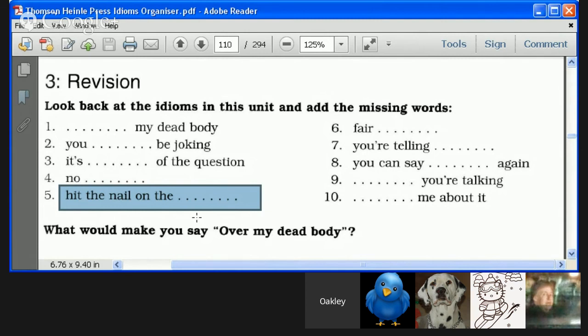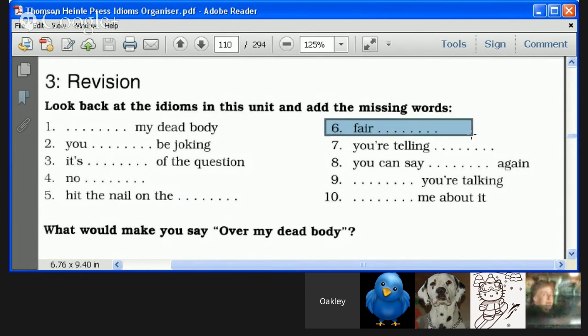Me again. "Hit the nail on the head." Yes. I mean, hit the nail on the head, not hit your head on the nail. Okay. All right. "Fair enough." Good enough. Fair enough. All right. Okay. Ken.